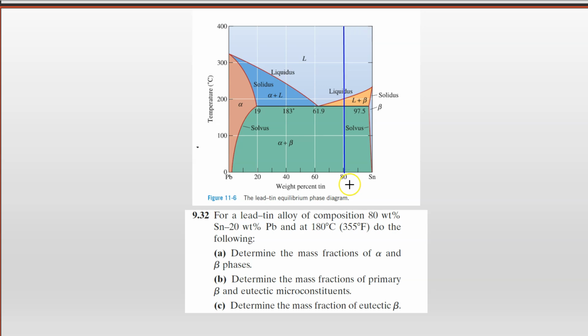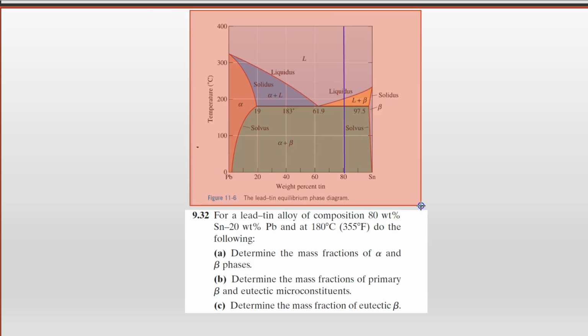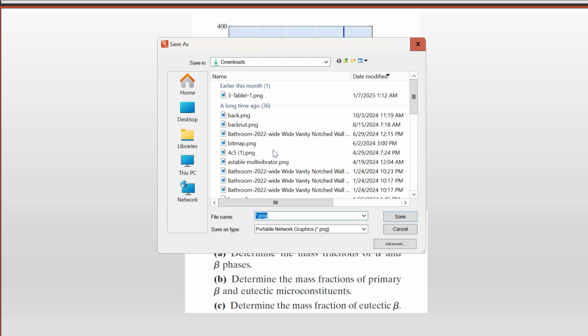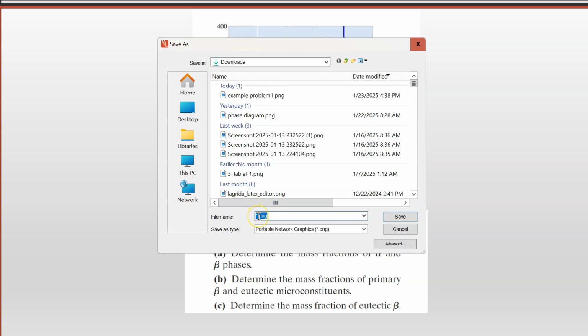So we clearly have a hypoeutectic alloy. Let me just read the rest of it. At 180 degrees centigrade, do the following. Determine the mass fractions of alpha and beta phases. So in this case, once again, let's get a more accurate result by using the graph reader site.